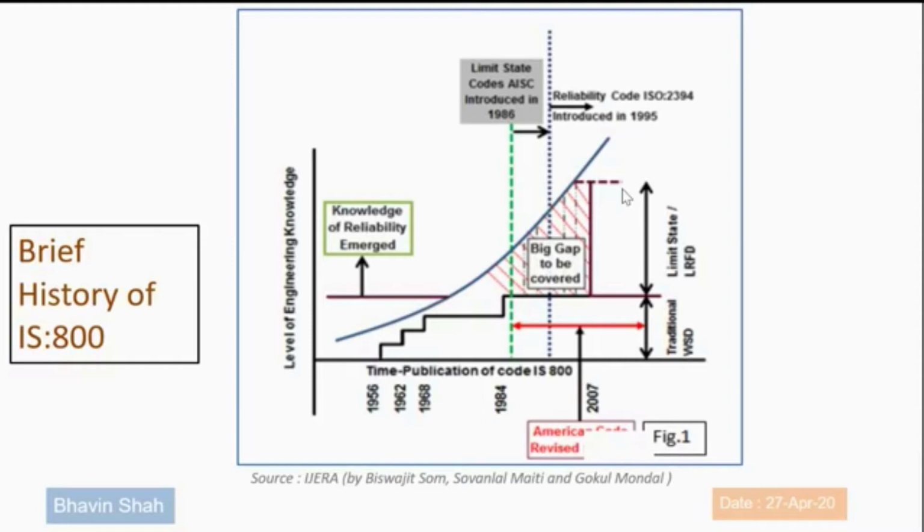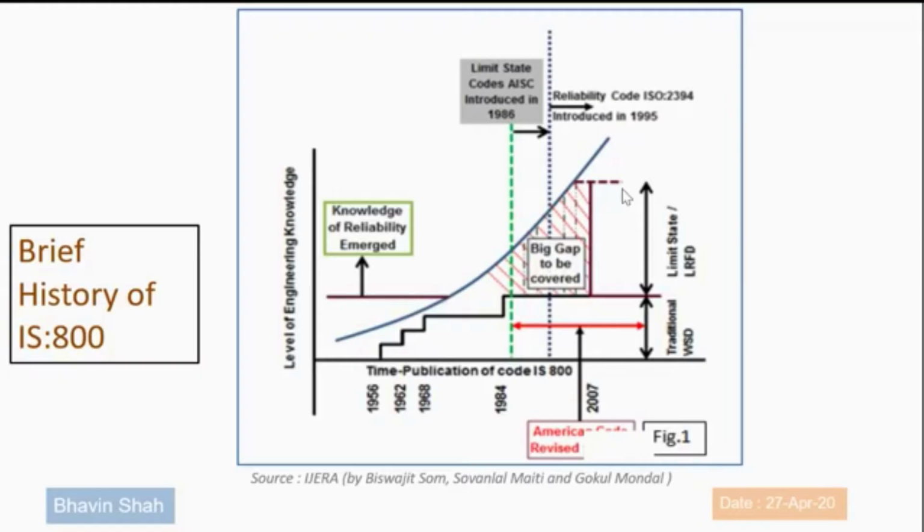Now, if we plot the history of the other code, then I think it would be more or less similar to those plotted for IS 800. If we talk about IS 800, it was first published in 1956. Thereafter, it was revised in 1962, then in 1968. And then up to 1984, it was a working stress design method code.